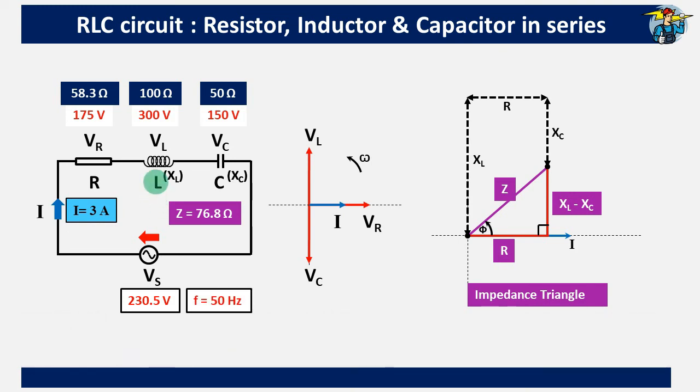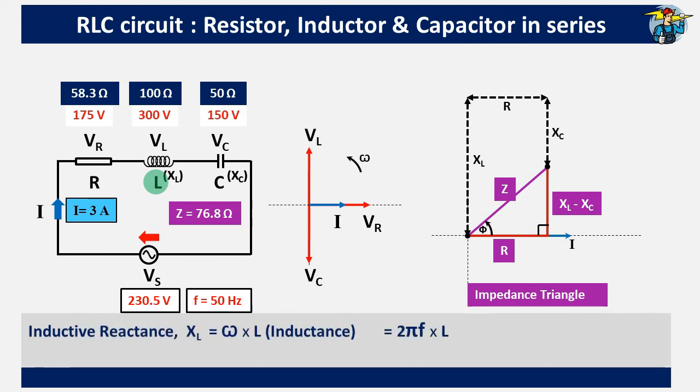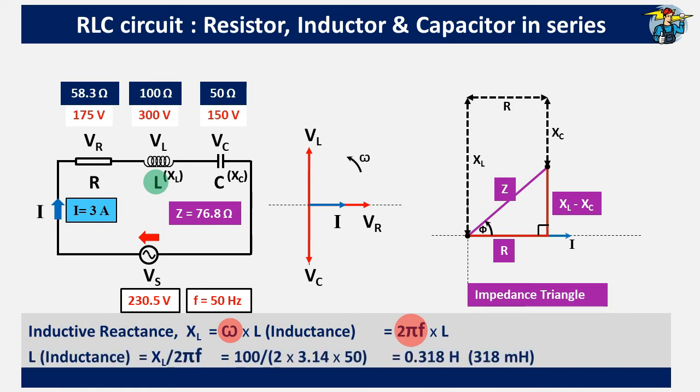To find the inductance value, the equation is inductive reactance equals omega multiplied by L. First, substitute the angular velocity, or omega, with 2 pi f, since we know these values. Now, rearrange the equation to make inductance the subject. Then, inductance equals inductive reactance divided by 2 pi f. After solving the equation, you get 0.318 Henry as the inductance value of this inductor. For easy reference, we can present this inductance value as 318 millihenry.